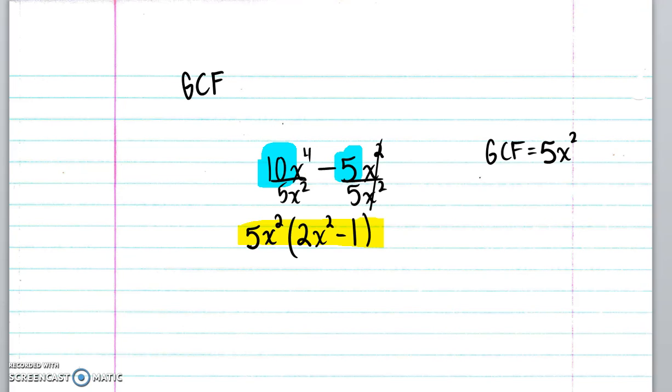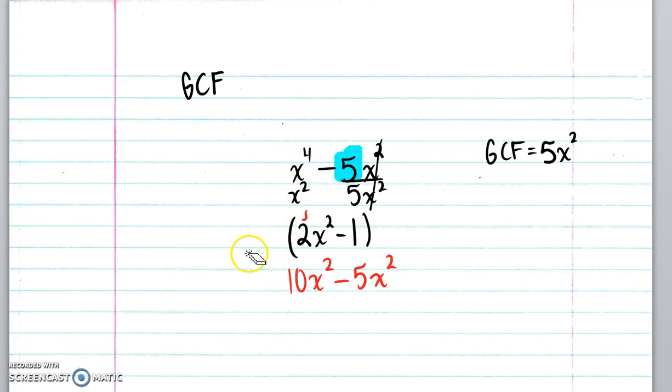Okay? And you can always double check. If I want to double check, I'm going to multiply. 5x squared times 2x squared is 10x to the fourth. 5x squared times negative 1 is negative 5x squared. So we're just factoring. Let's do another one.